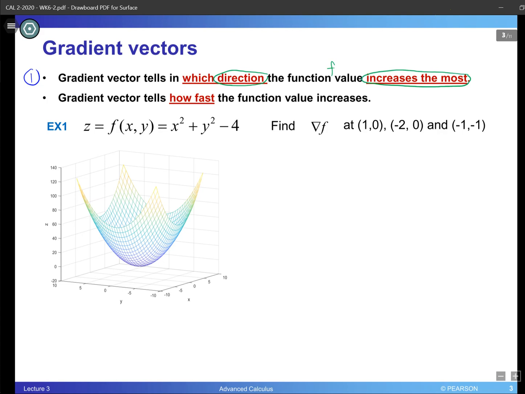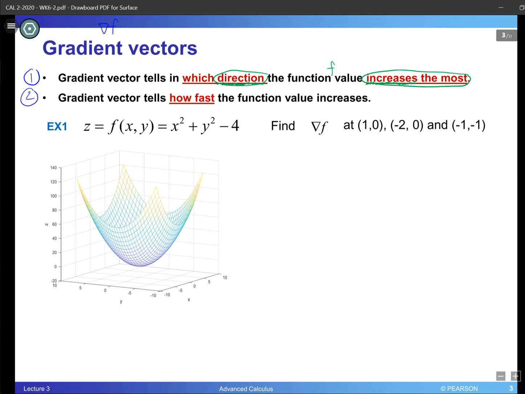What this means is that if you want to increase your f or function value the most, or in the fastest way, all you need to do is to follow the direction of the gradient vector. So you have to follow the direction of the gradient vector in order to increase your function value the fastest. This is the first useful information you can extract out of this gradient of f. Now let's take a look at number two, the second property. Here, gradient vectors can also tell us how fast the function value increases.